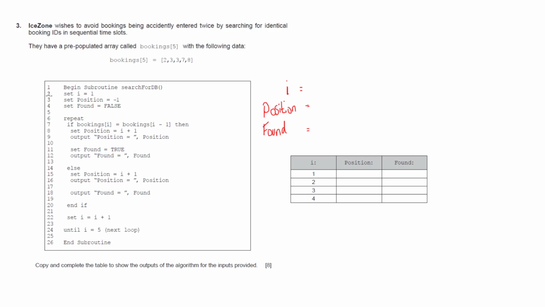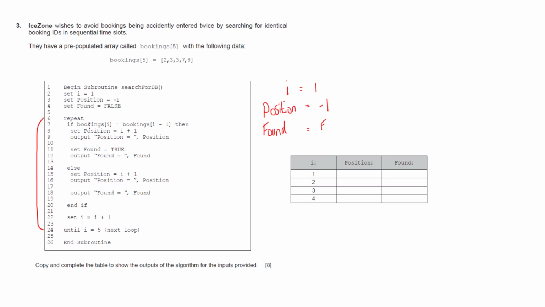So I'm going to start at line number 1. Begin subroutine, search for DB. Now it says set I equals 1, so I'll set I to equal 1. And then it says set position equals -1, so position is going to get the value of -1. And then found is false. I'll use the F to write that instead of writing false or true every time. And then I've got a repeat on line 6. So I want to repeat until I equals 5. Currently I is not equal to 5, so it's going to keep running until I reaches 5.